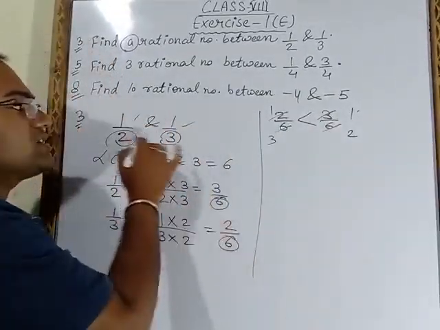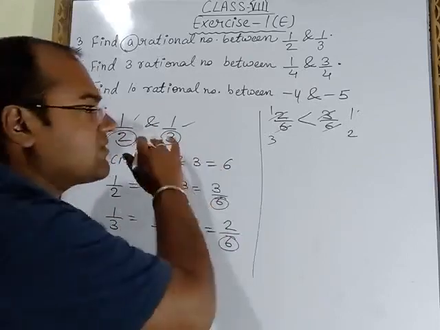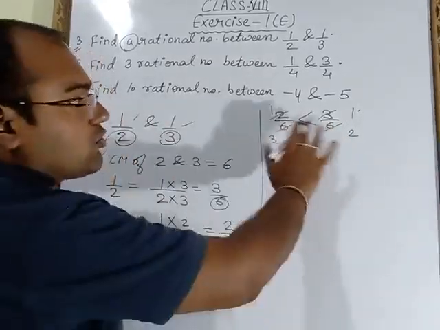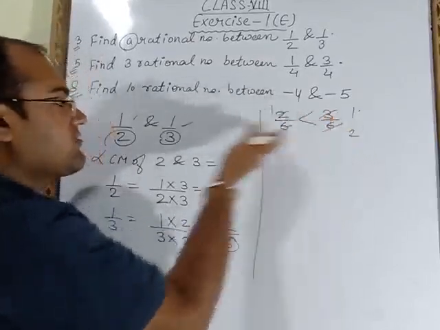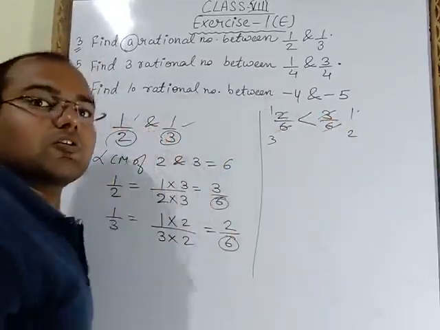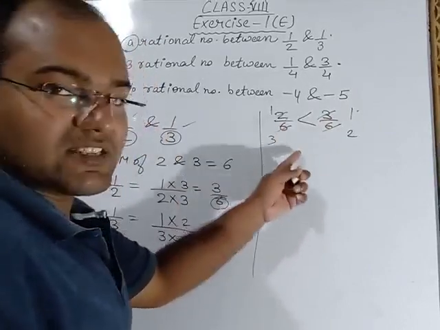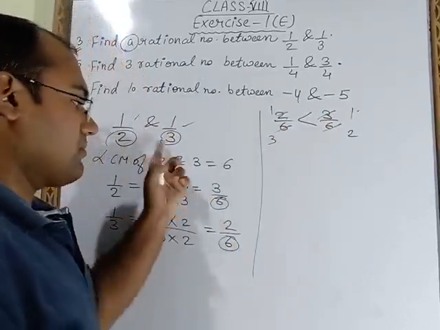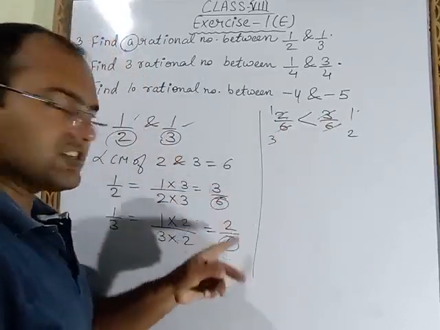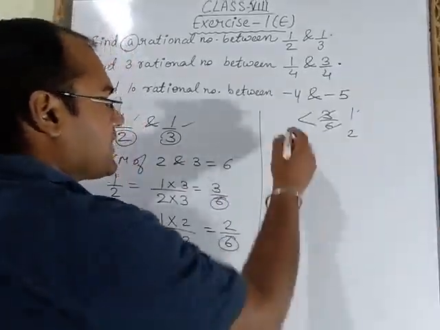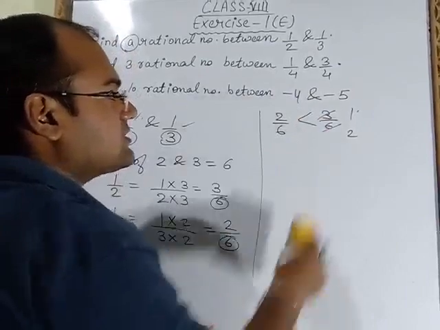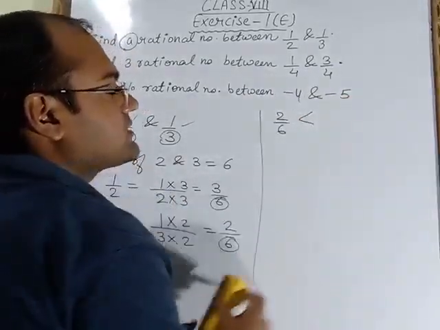That means these two numbers we had modified and written like this. So there is no need to cancel these two numbers, because if we cancel them, the answer will come the same again. It is better not to cancel it, because we had changed these numbers and written them in this way. First one is 2 upon 6 and the next one is 3 upon 6.